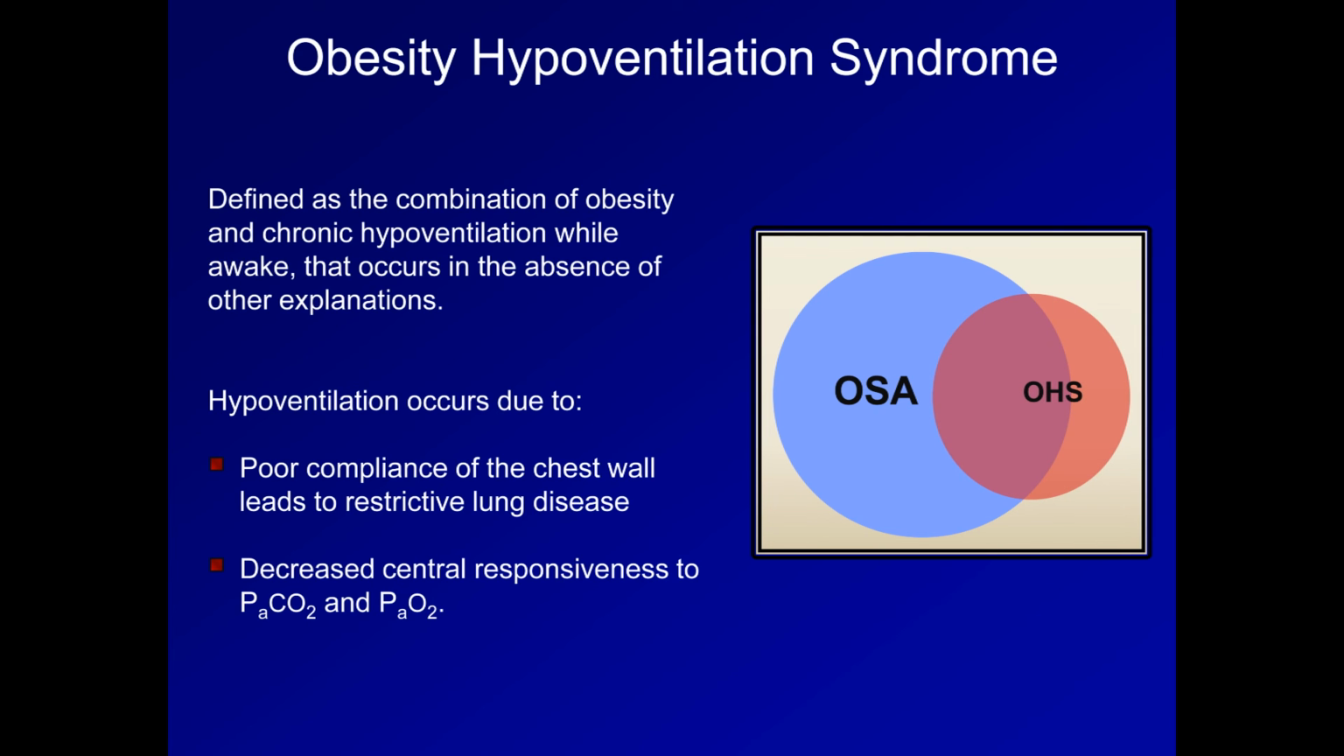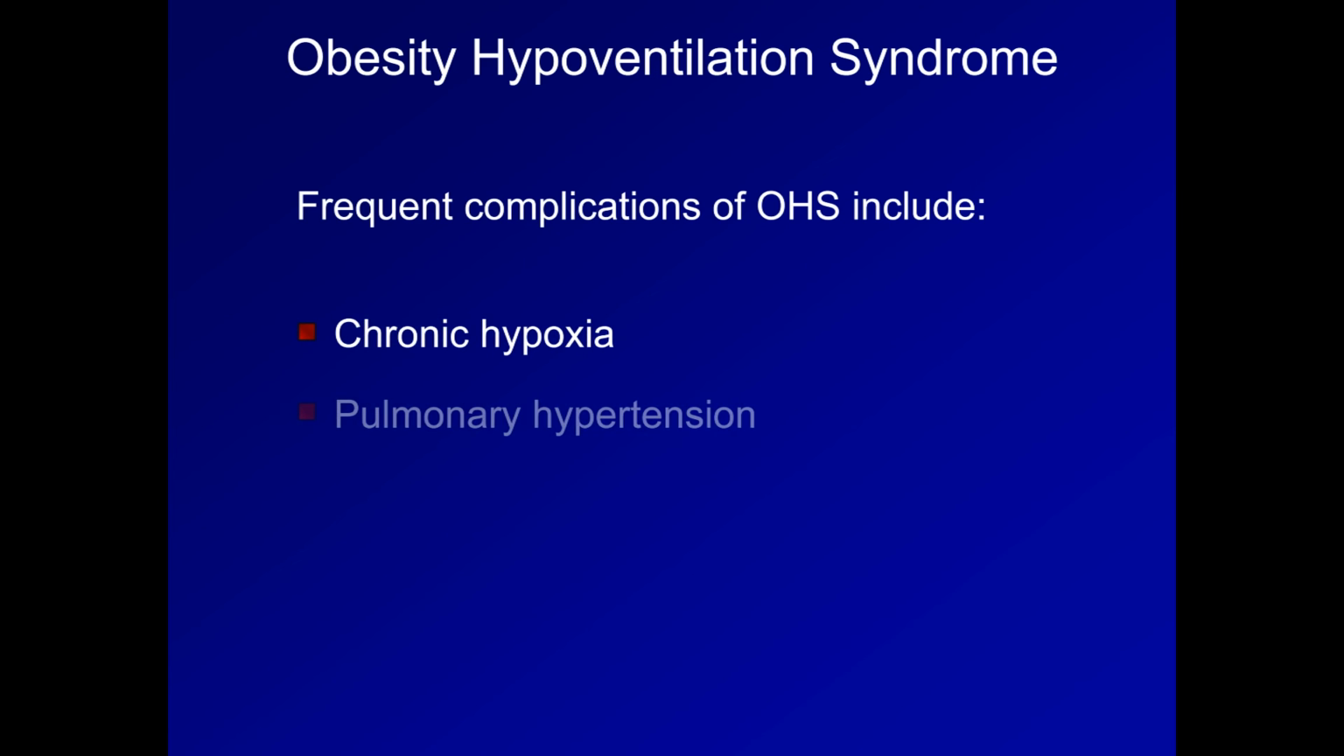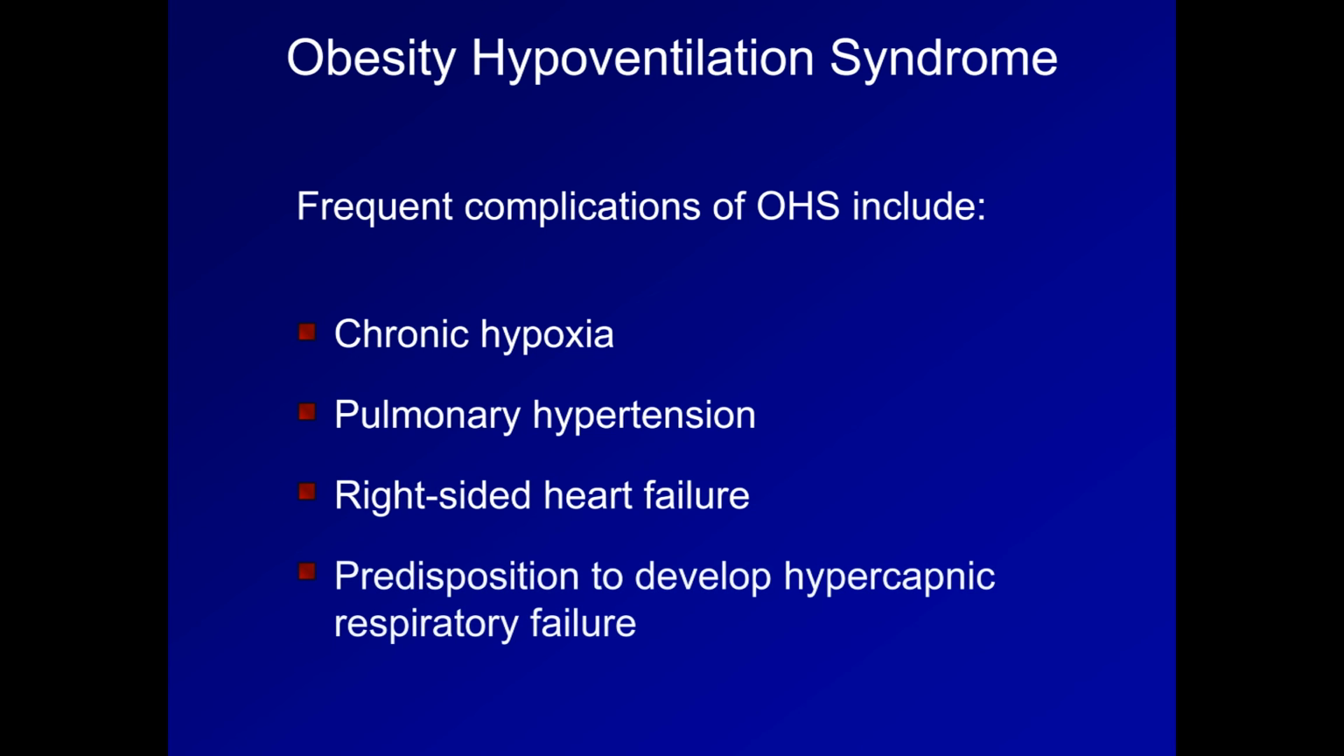This demonstrates three things. First, that OSA is much more common than OHS. Second, that the majority of patients with OSA do not have OHS. And third, the majority of patients with OHS do have OSA. Frequent complications of OHS include chronic hypoxia, pulmonary hypertension, right heart failure, and a predisposition to develop hypercapnic respiratory failure, often without any clear precipitant.